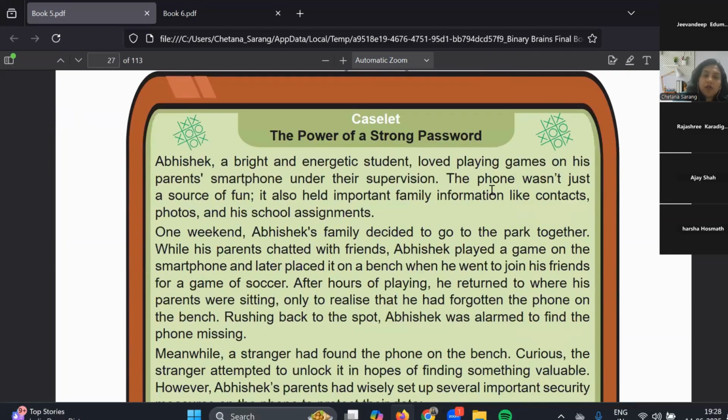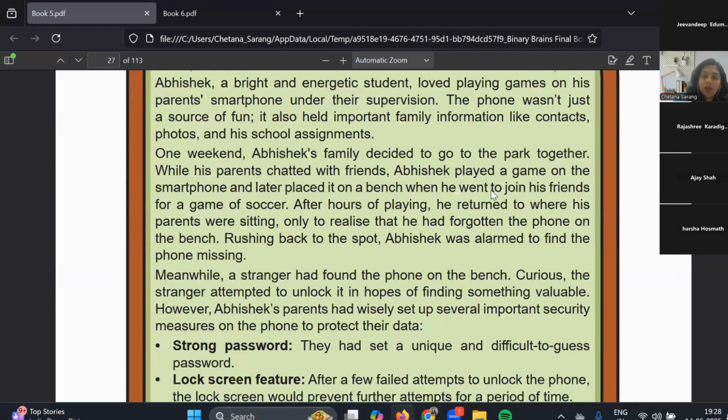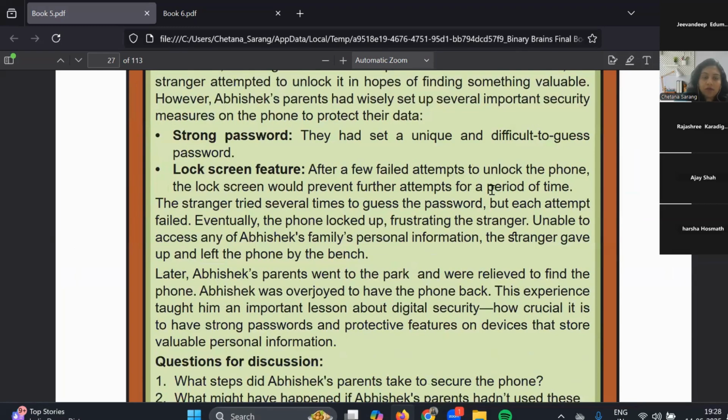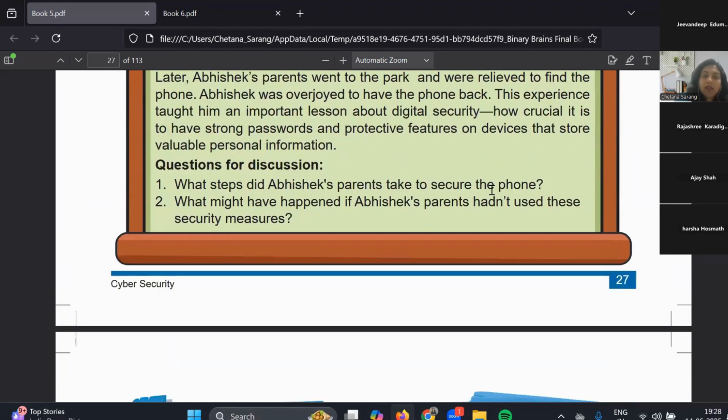And a short story of a strong password. Lock screen feature, strong password. Nothing, in my opinion, should be ignored by saying the students might already know this, because you never know. The most obvious thing nobody will have told, and that student will end up making a grave mistake before it's too late. We need to educate them.